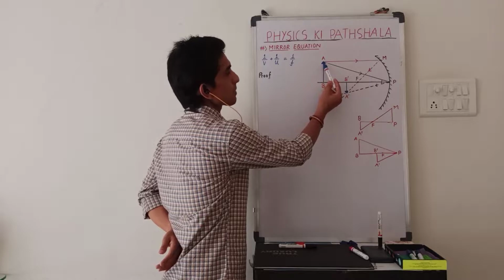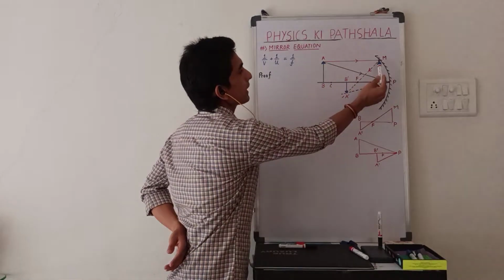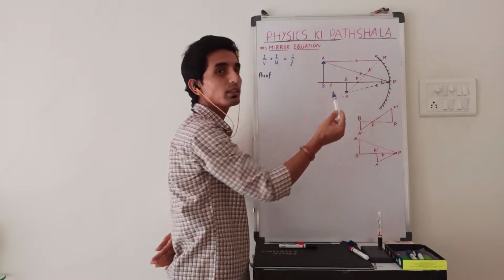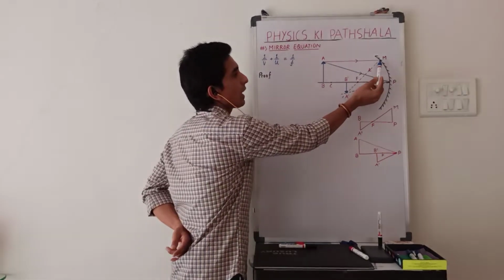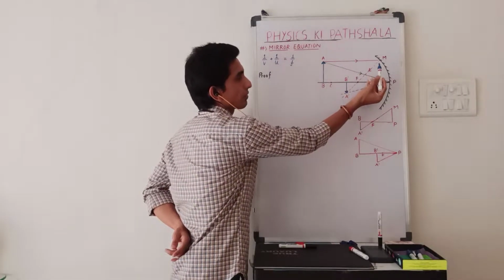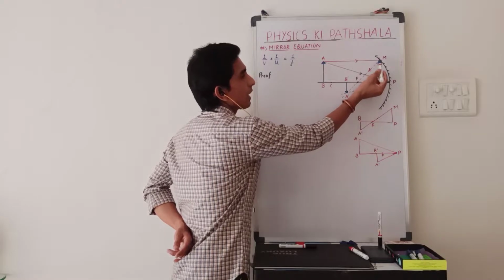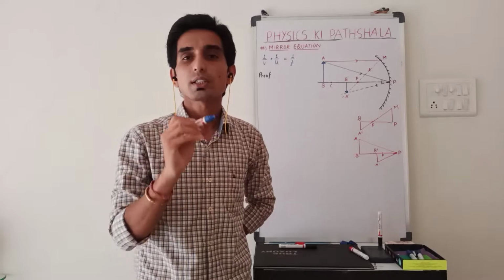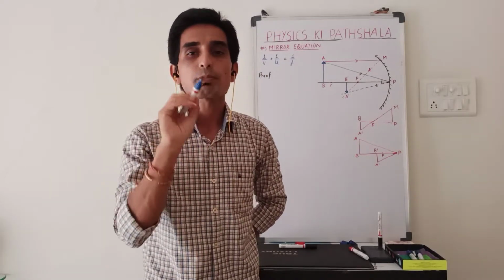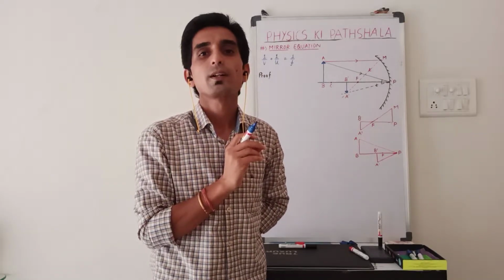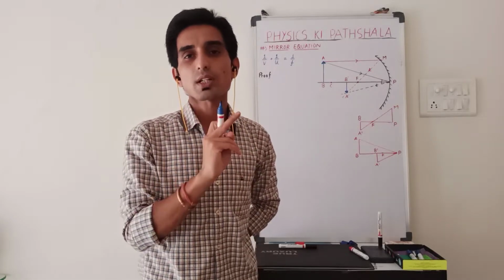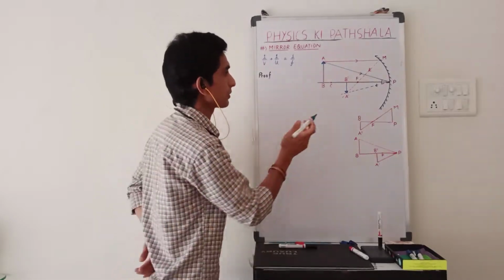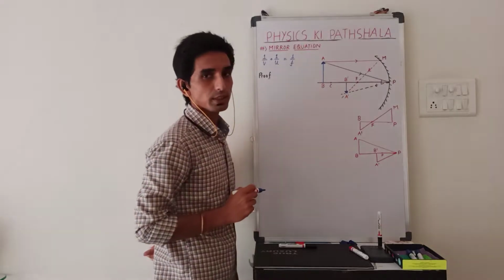The ray parallel to the principal axis has been drawn in red ink. When it hits the surface of the mirror, after reflection, I have shown it with a dotted line. We know that the ray which is parallel to the principal axis passes through the focus after reflection. So I have shown it passing through the focus.